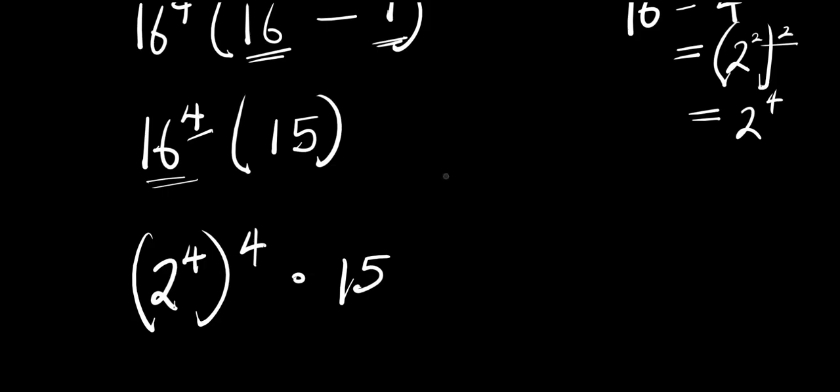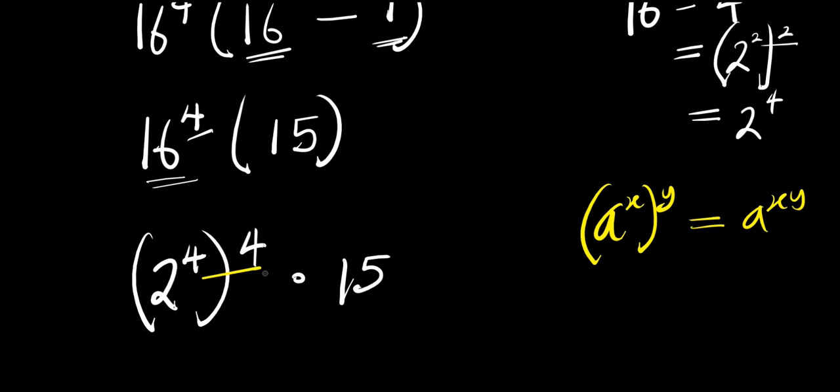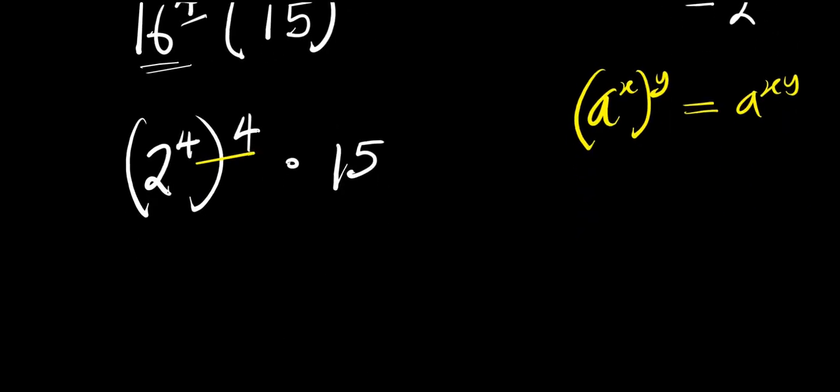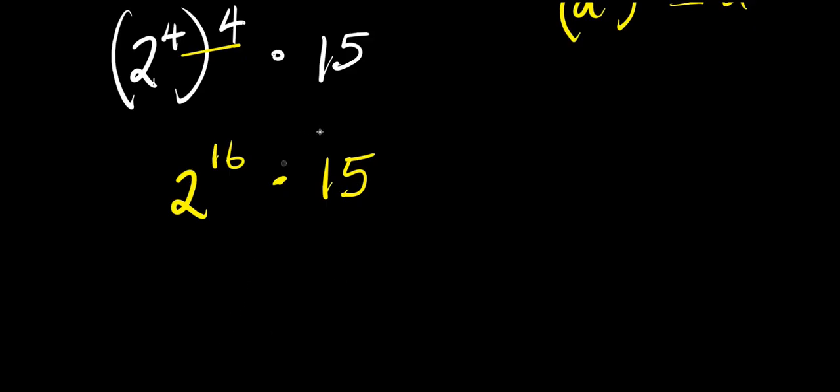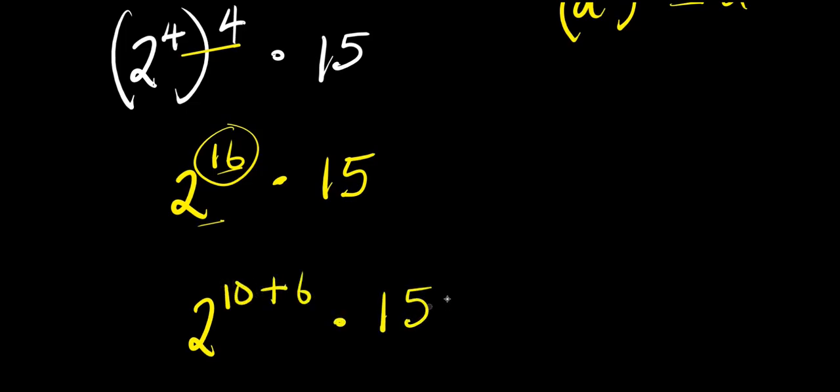times 15. And if you have a raised to the power of x raised to the power of y, this equals a power x times y. So we multiply 4 times 4, that is 16. I'll have 2 power 16 times 15. Now, what I can do next is, I need to find the value of 2 power 16. I can express this 16 as summation of 10 and 6. I have 2 power 10 plus 6 times 15.